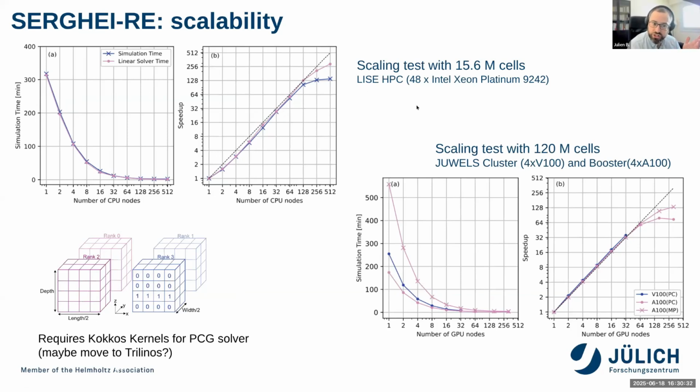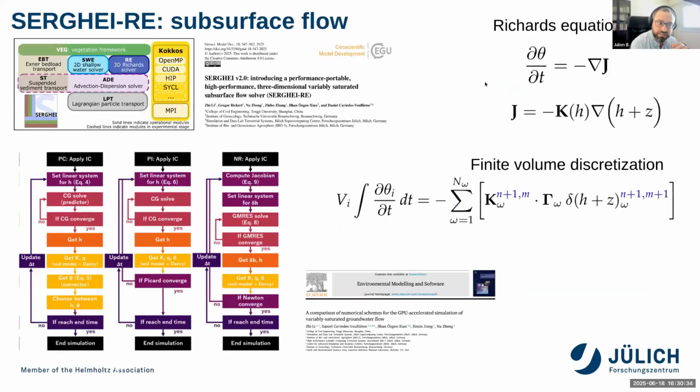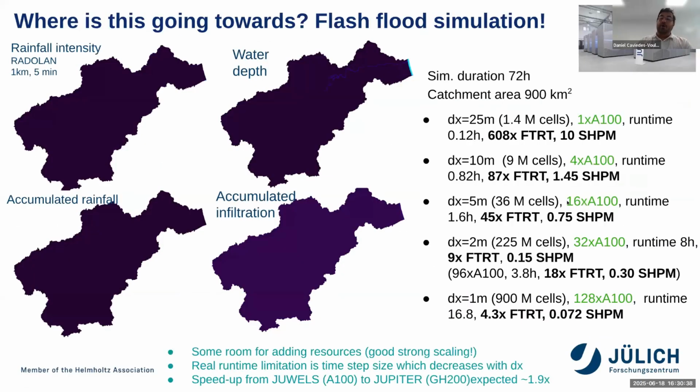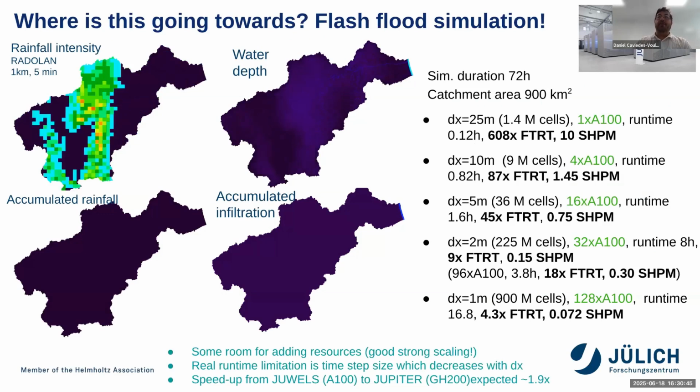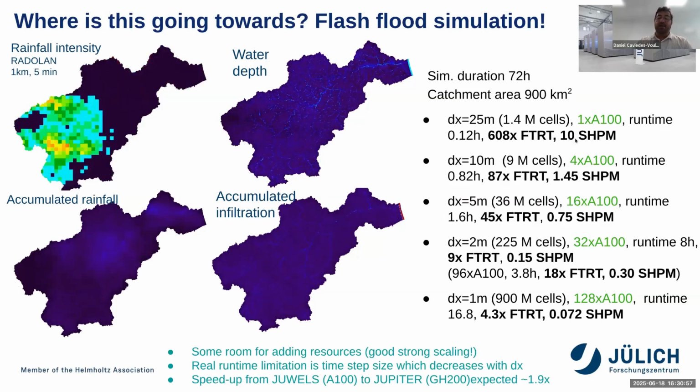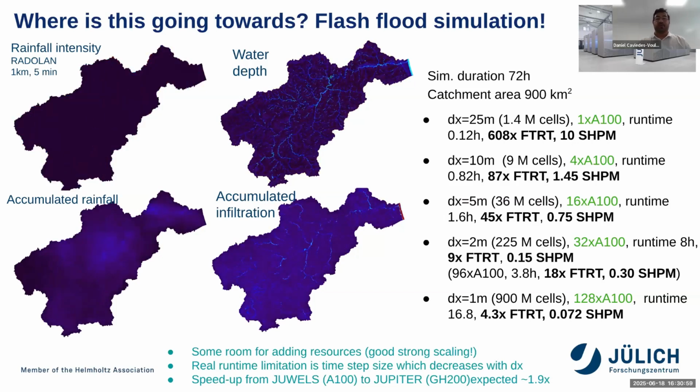SHPM is shared memory hierarchical process mapping. Sorry, this was back here, I believe, right? No, I did not mention this, but it stands for simulation hours per minute. It's just a metric of how you would use this in reality. So this 25 meters, the simulation is either 600 times faster than real time, or basically you get 10 simulation hours per minute.